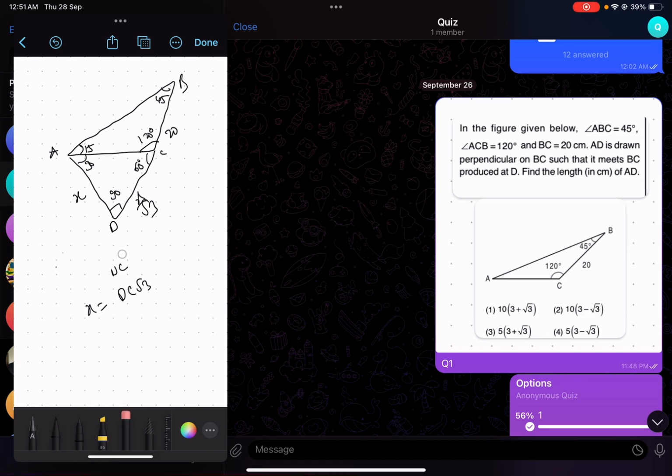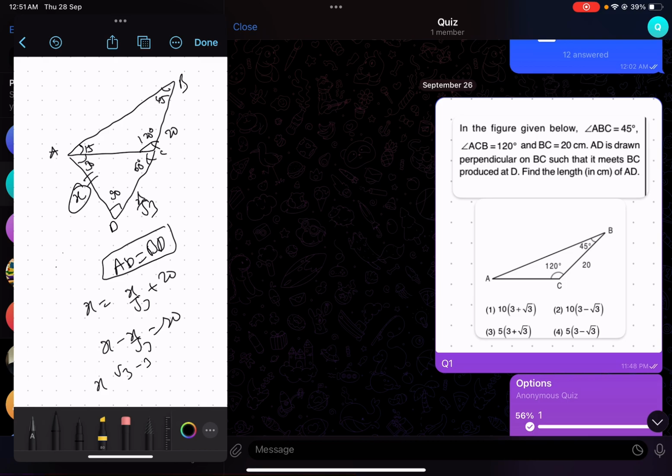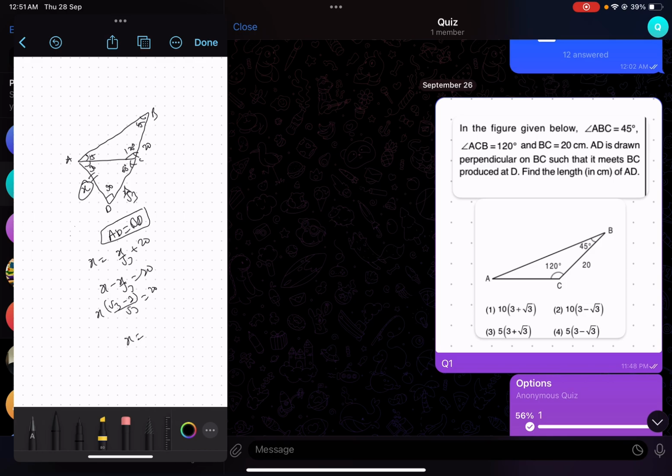Now we also know that in this triangle, this angle is 45 and this angle is 45, so AD will be equal to BD. You can see this, so x equals x by root 3 plus 20. Now our question is to find the value of length AD. AD is x, so x minus x by root 3 equals 20. So x can be taken out common: x times root 3 minus 1 by root 3 equals 20. So x can be written as 20 root 3 divided by root 3 minus 1.